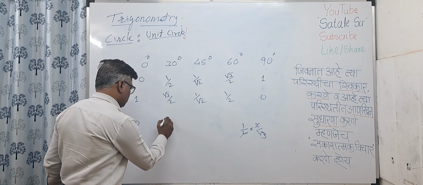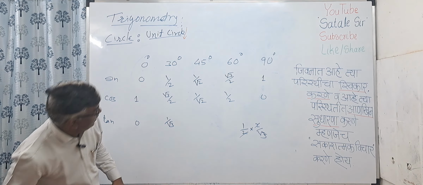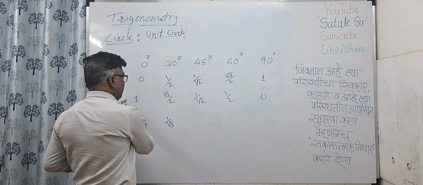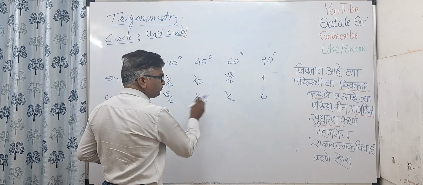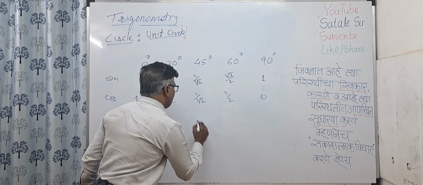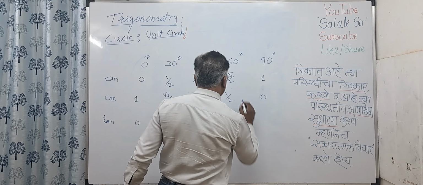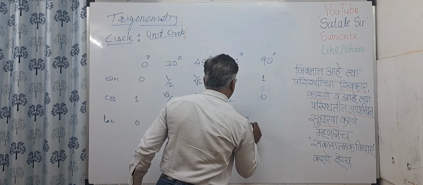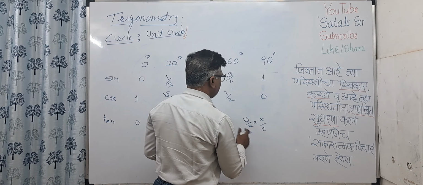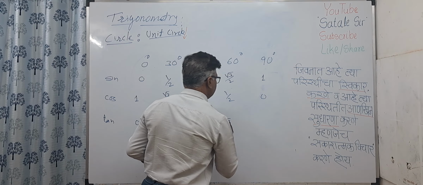So this will be 1 upon root 3. Now similarly tan of 45 is sin 45 divided by cos 45. Sin 45 and cos 45 are the same, therefore the ratio of sin and cos will be equal to 1. Now for 60 degrees, sin 60 is root 3 by 2 divided by 1 by 2, that means multiply by 2 by 1. 2 gets cancelled, so you will get root 3 here.